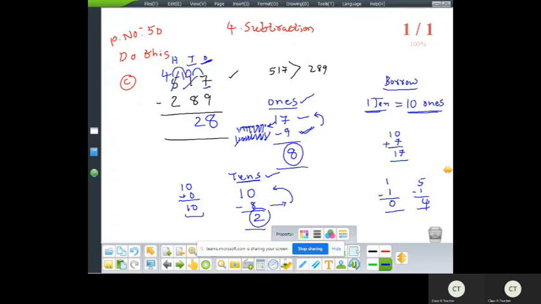Now subtracting in the hundreds place. The digits in the hundreds place are 4 and 2. 4 minus 2 means 2 is subtracted from 4. 4 minus 2 is 2. Here there are 4 lines: 1, 2, 3, 4. From 4, we remove 2 lines: 1, 2. After cutting 2 lines, there are 2 lines. This answer 2 is written under the hundreds place.